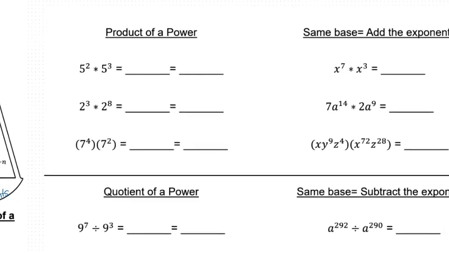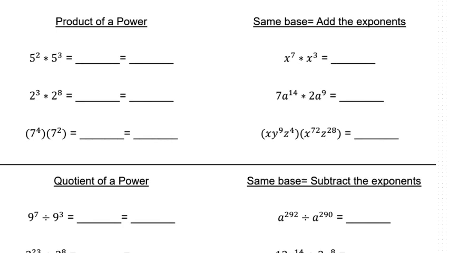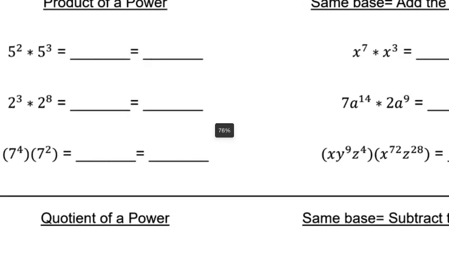Okay, let's go to the inside. So the top rows are the multiplying. So when we multiply, we add our exponents. So let's do the first one together. X squared times x to the third.